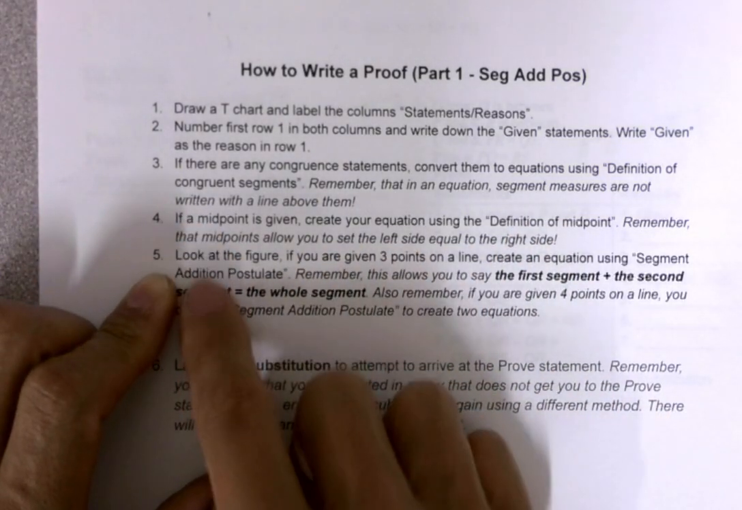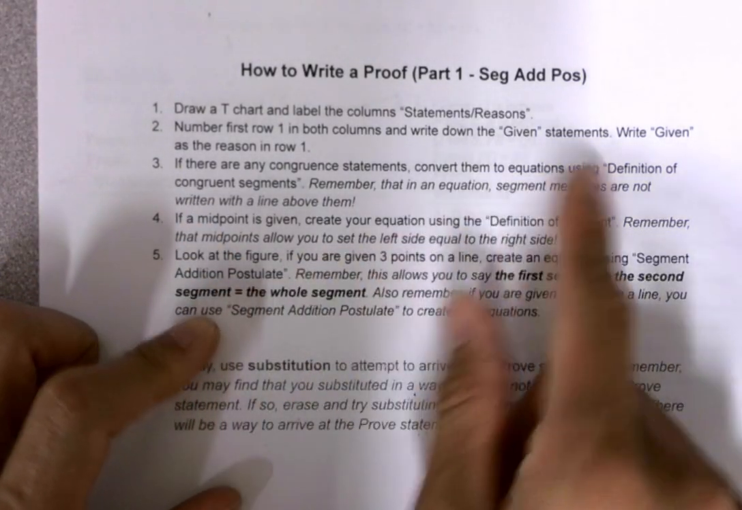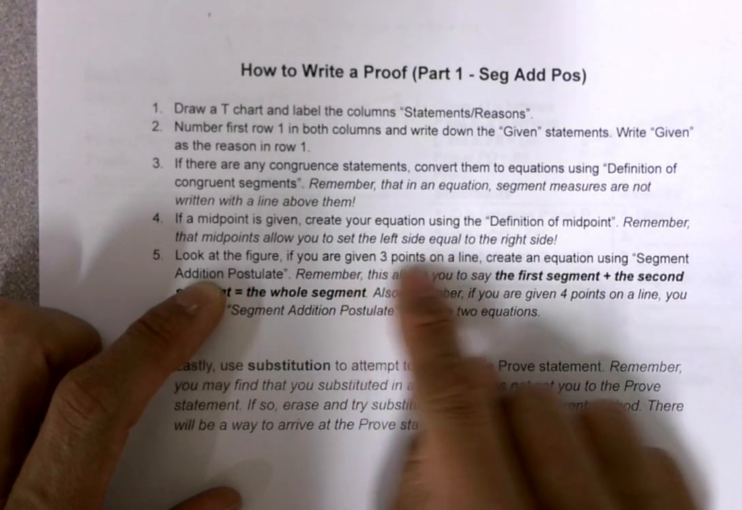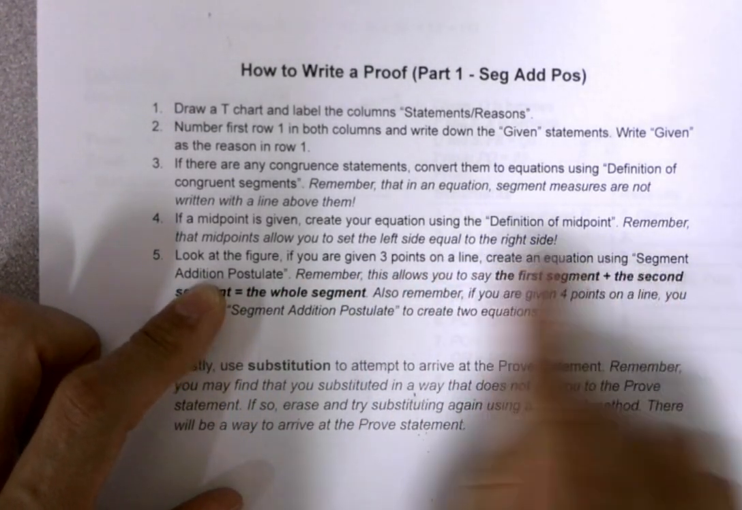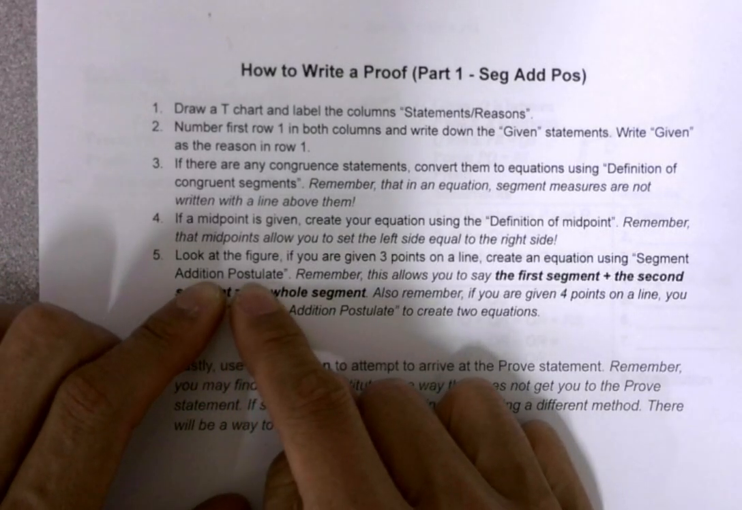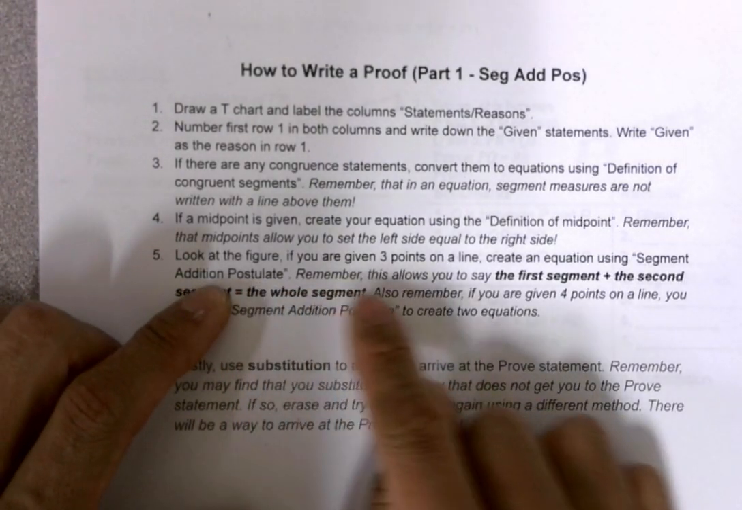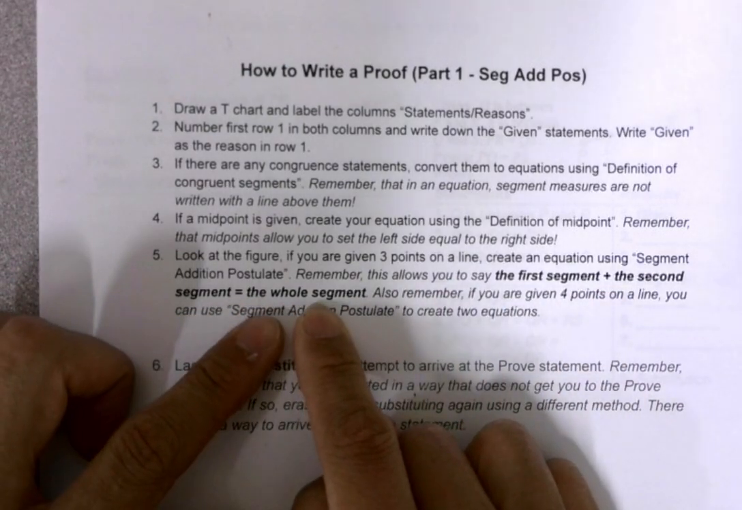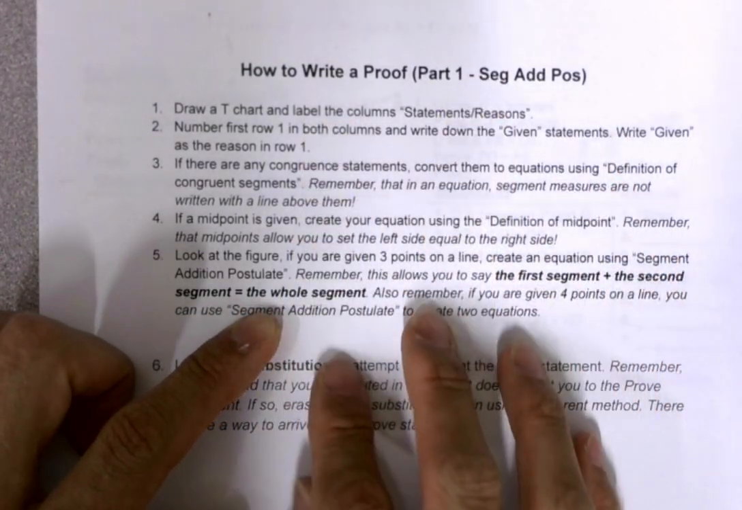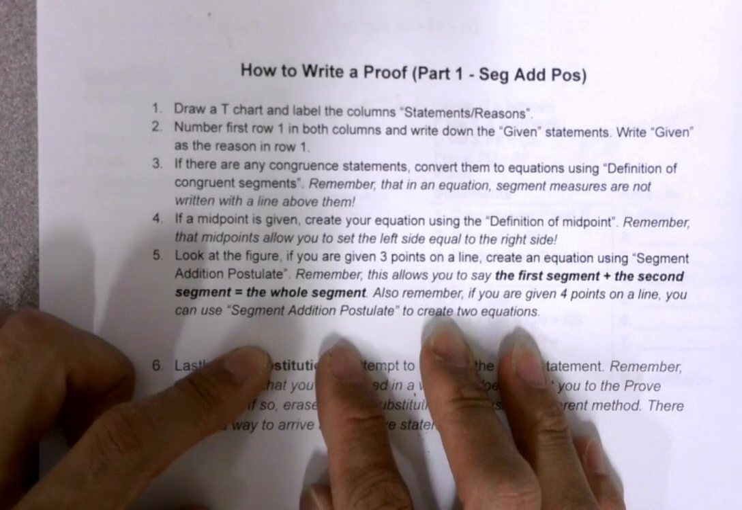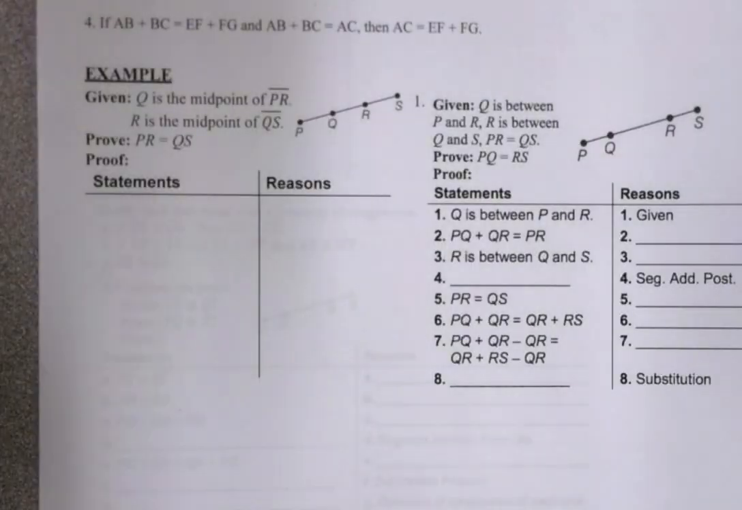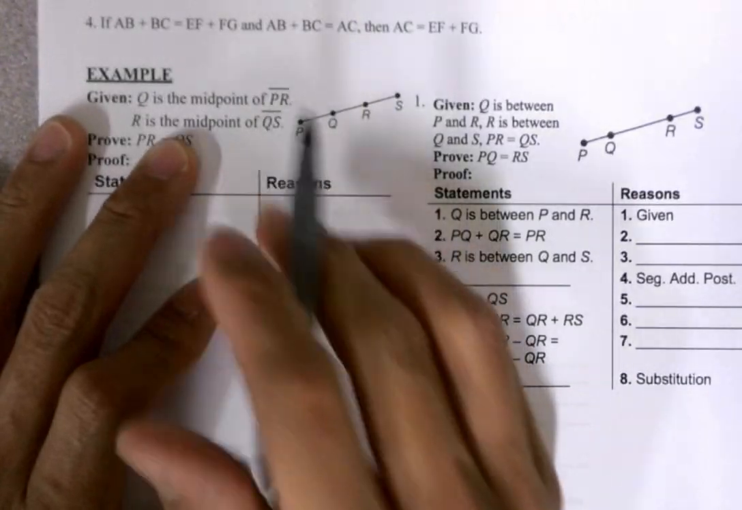Third step, number 5, is to look at the figure, and if you have 3 points on a line, then you can use the segment addition postulate to create another equation. And the segment addition postulate lets you say first part of the segment plus second part of the segment equals the whole segment. And now you have all the equations you need, and then you use substitution to move your way to the proof. So that's the strategy we're going to use here on this problem.